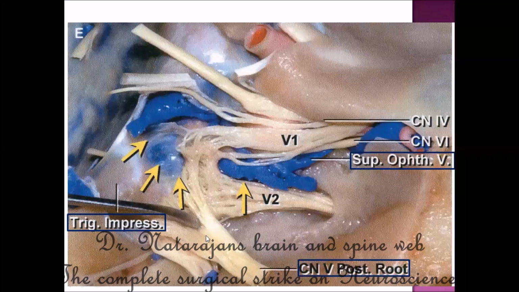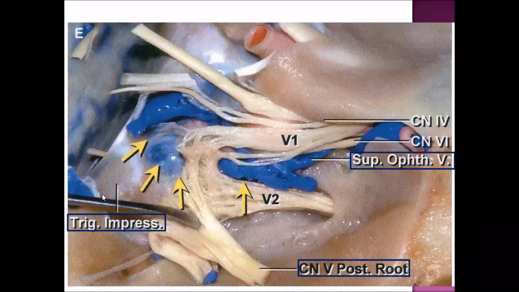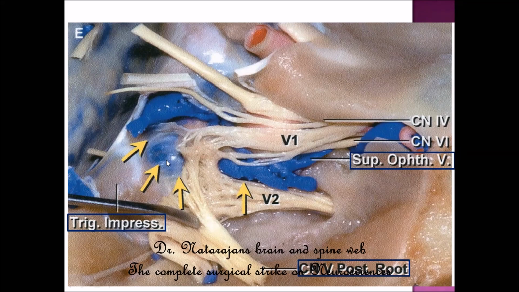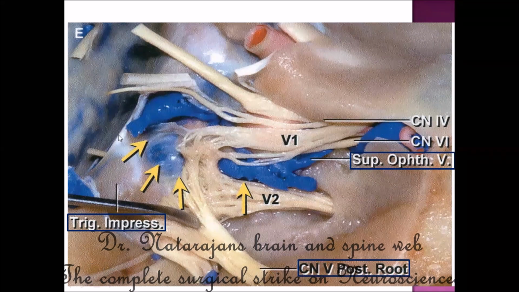So once you reflect this posterior root of the trigeminal nerve, what you see here is called the trigeminal impression. This is called the trigeminal impression. Medial to the trigeminal impression, you will have the Meckel's cave. So this is the Meckel's cave. Okay, this is the Meckel's cave.